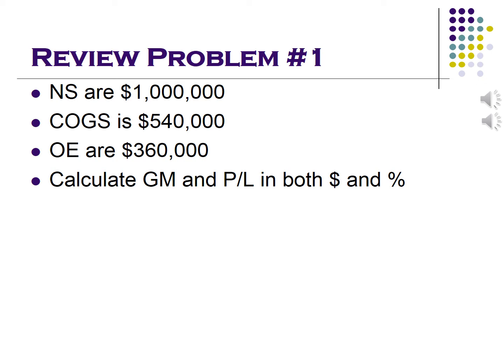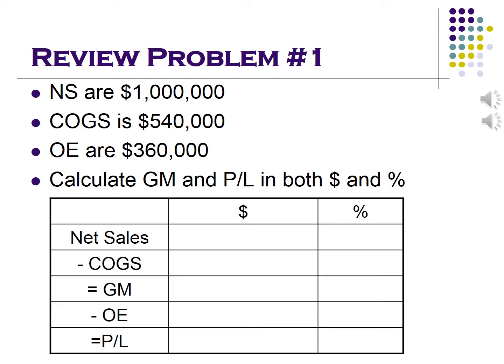Let's work on a couple of review problems utilizing the profit equation from the previous slide. So let's take a look at the first problem, which has a case where net sales are $1 million, COGS is $540,000, operating expenses are $360,000. Let's try to calculate gross margin and profit and loss in both dollar and percent given these three numbers. It's always nice to utilize a grid that shows the skeleton such as this. Let's pause the video while you're working on this problem.